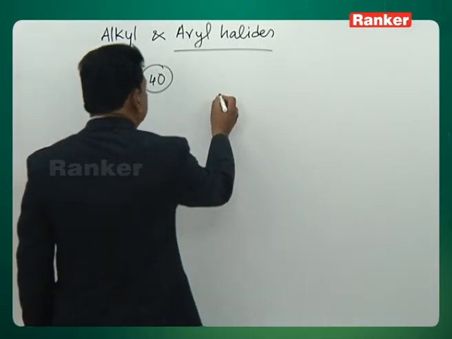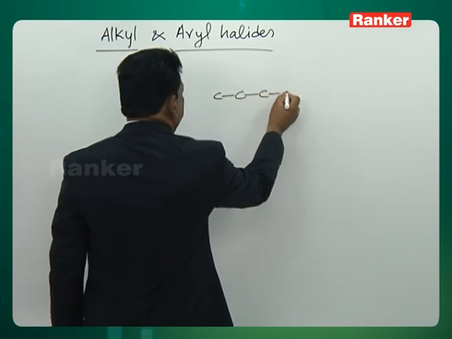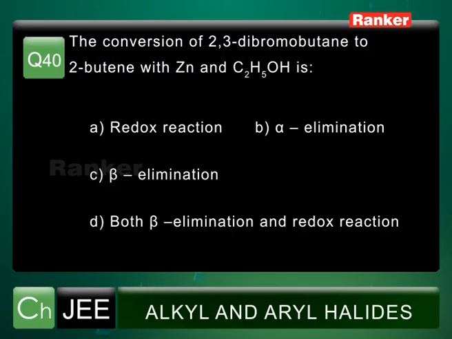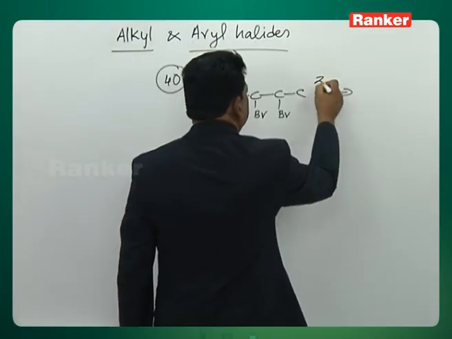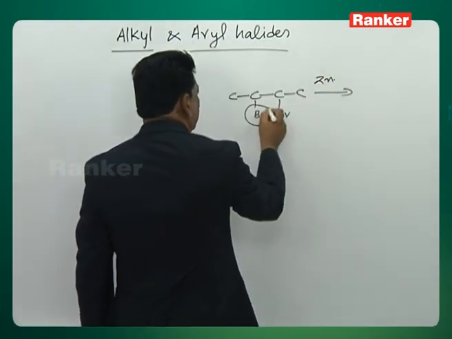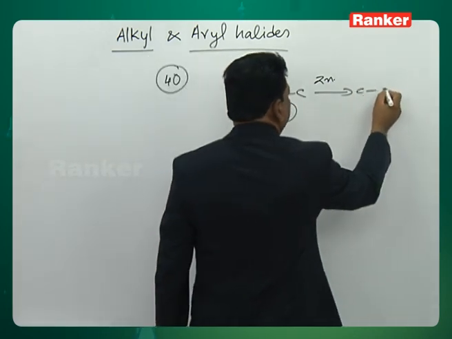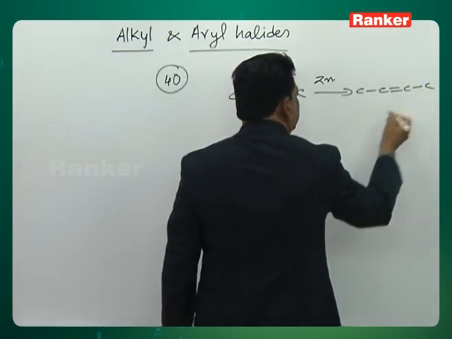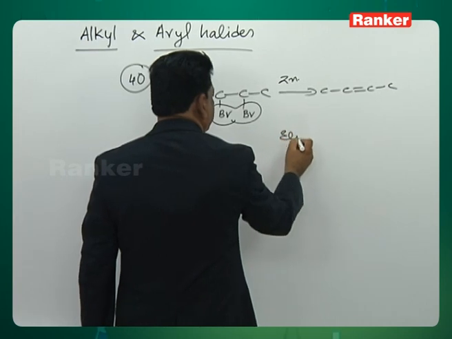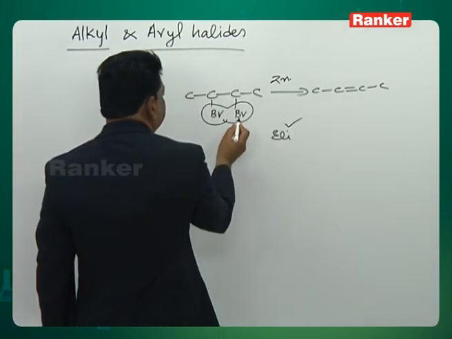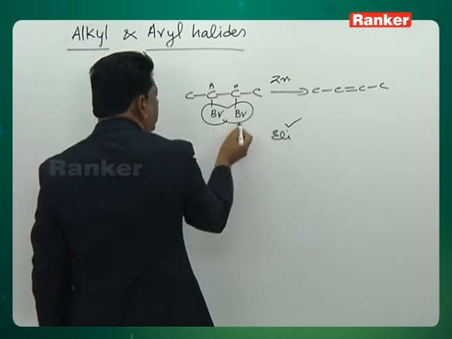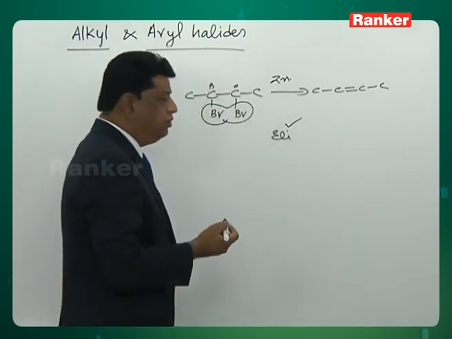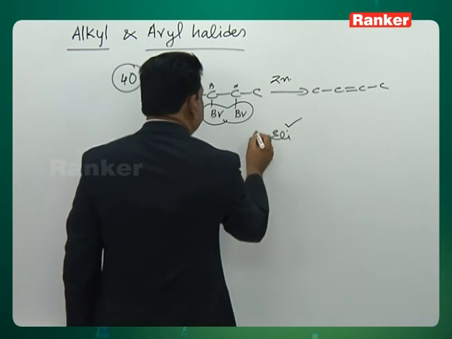The reaction is actually of a dibromobutane. Let us see the question here. It's a 2,3-dibromobutane treated with zinc. The zinc takes away the 2 halogens. So it is an elimination reaction forming 2-butene. So elimination is right. Specifically, with reference to the bromine, it is alpha and beta. So the beta bromine is removed with reference to the first bromine. Therefore it is a beta elimination.